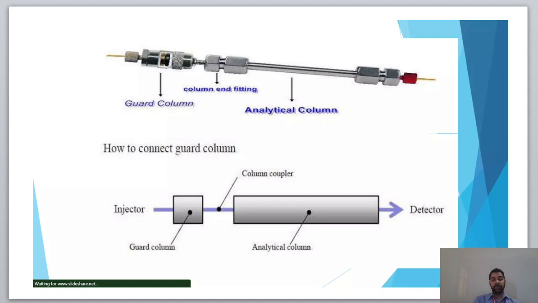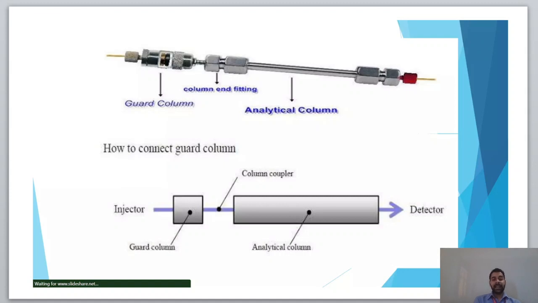This is the column. Now moving to the column. Column is the heart of the HPLC system. There are several types of columns available for use, that are nothing but your C4 column, C8 column, C18 column, cyano column, amino column, chiral column, etc. Here I have not included them in my slide, but mainly different types of columns are available.